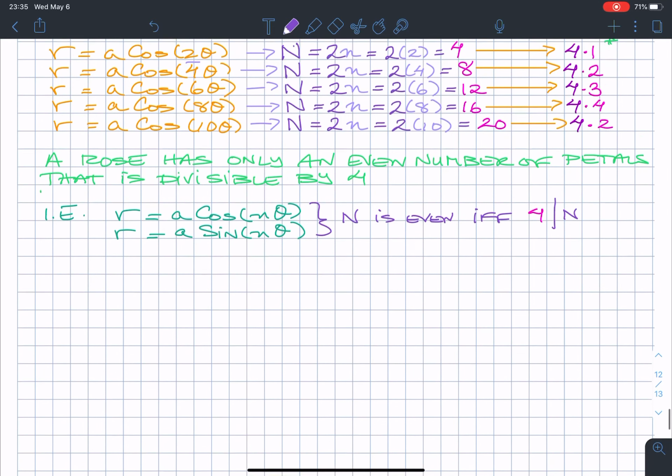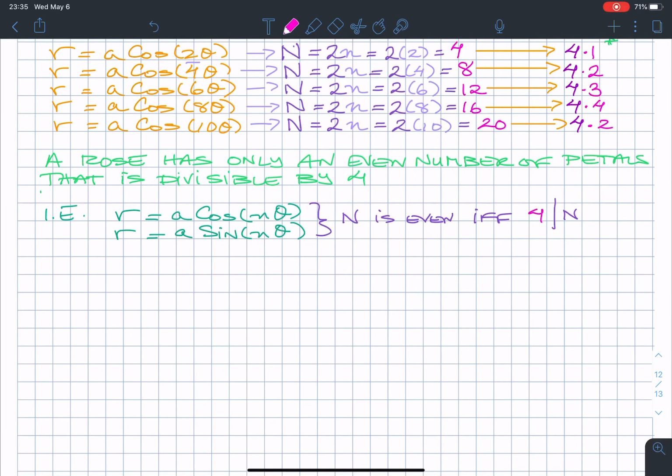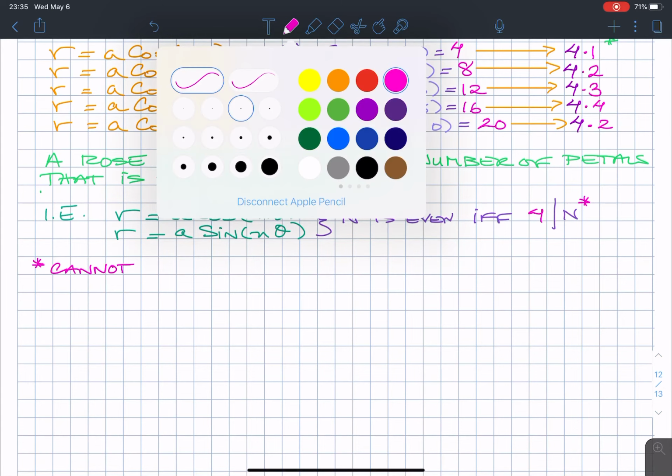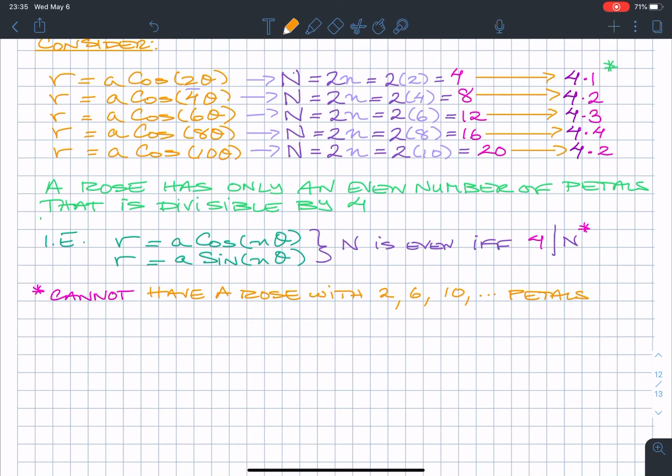Okay, so I cannot have a rose with 2, 6, let's see, 10, etc. petals. Only multiples of 4. These are just multiples of 2, not 4.